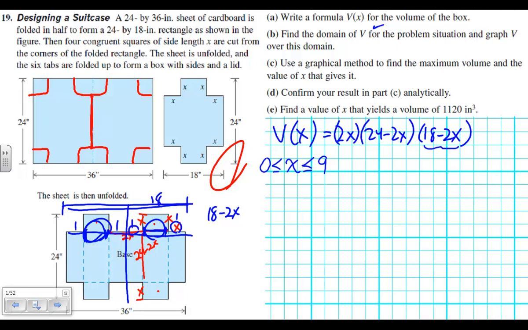So I'm going to say that x has got to be between 0 and 9, mostly because I can't have negative dimensions in these three quantities. It can't be equal to 9 then, can it? Well, you make an argument that the volume really can't be equal to 0 either. Yeah, that's what I'm saying. So the volume would just be 0. Less than 9 and greater than 0, sure. All right. Use a graphical method to find the maximum volume and the x for which it gives.